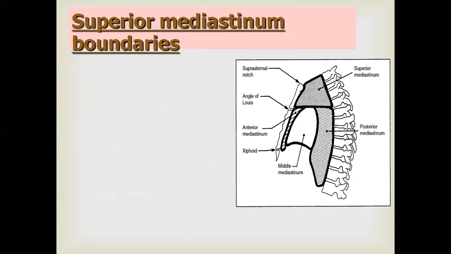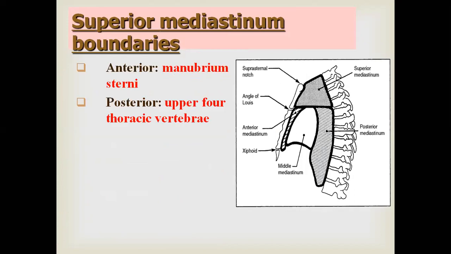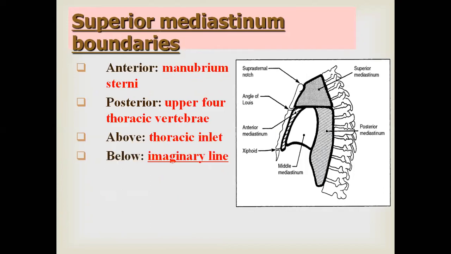We finished, alhamdulillah, the boundaries. And regarding the superior mediastinum, we will finish the boundaries. Anteriorly will be the manubrium sterni. Posteriorly the upper thoracic vertebrae from number 1 to number 4, above the thoracic inlet, and below the imaginary line, and on each side two pleural cavities, or two lungs on each side and the pleura.